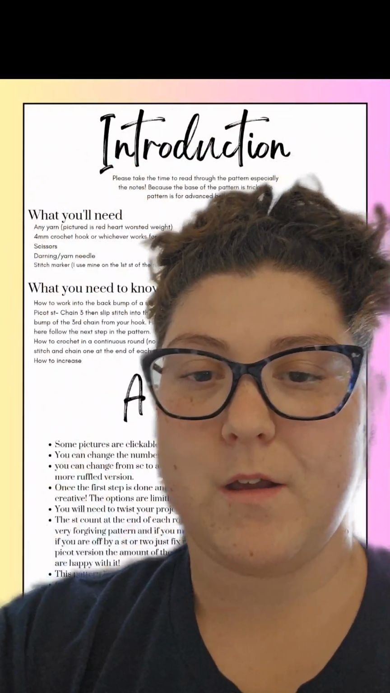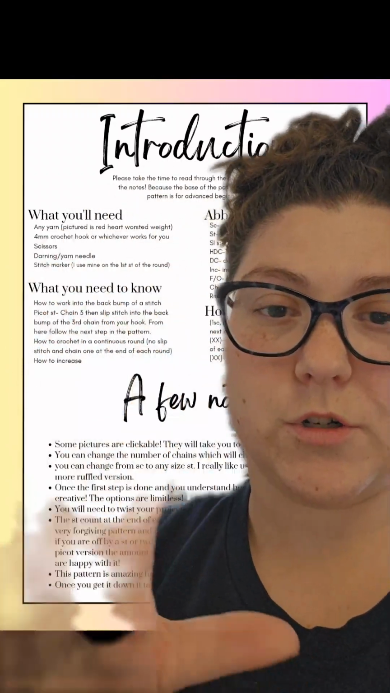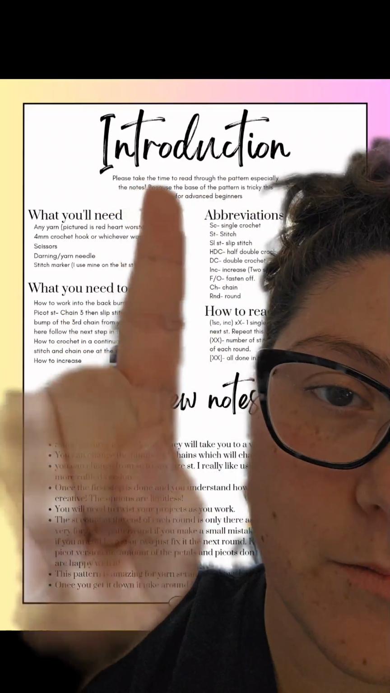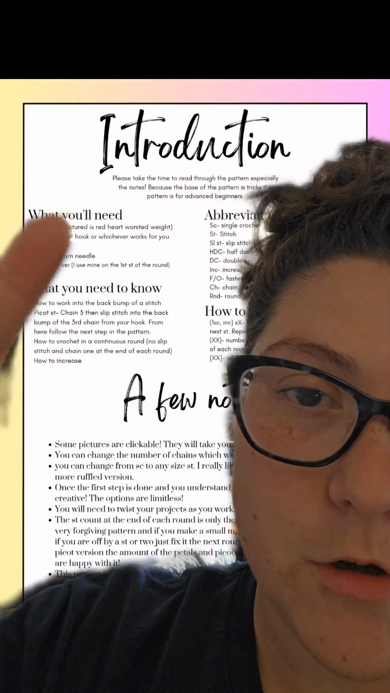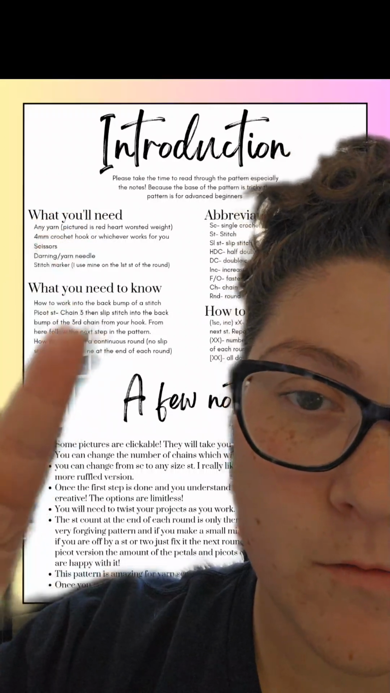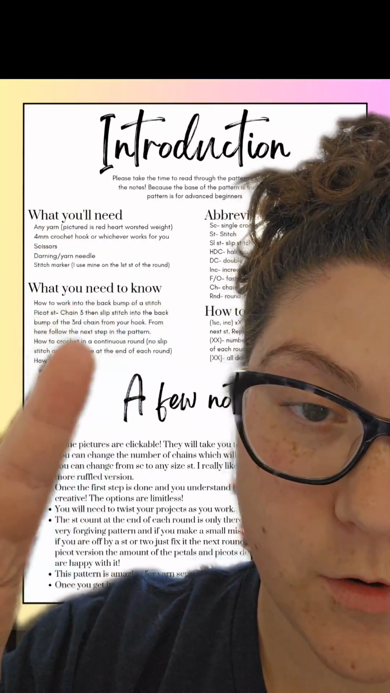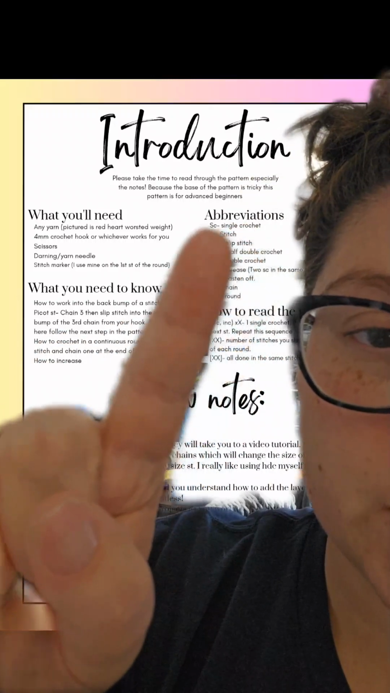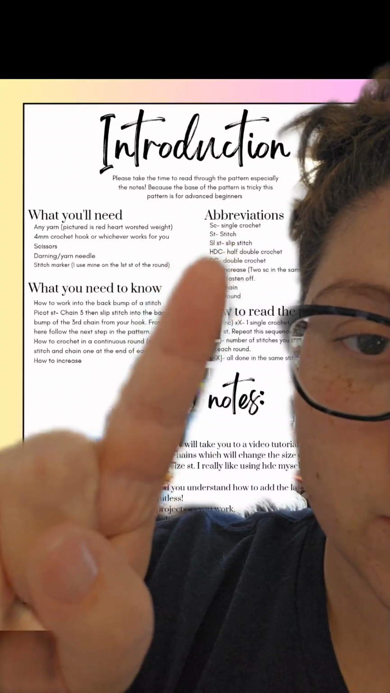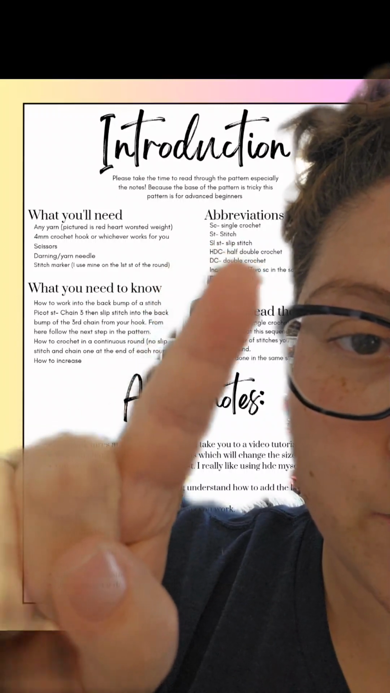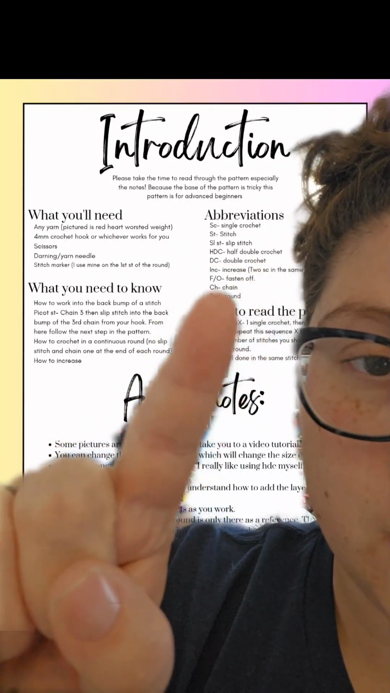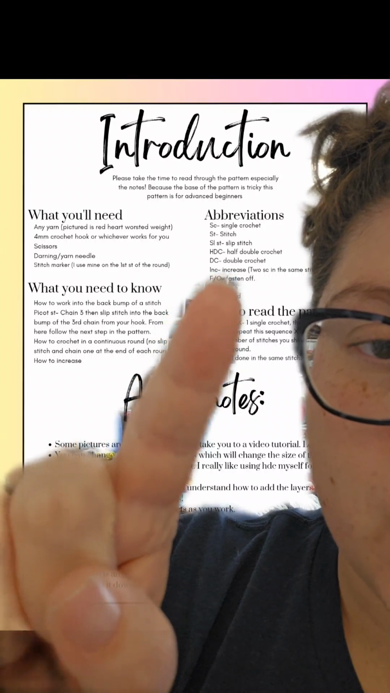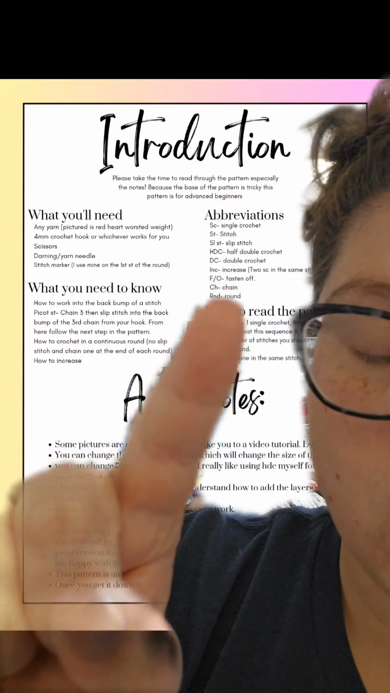A lot of people have this introduction page slightly different. So when you're reading a pattern, sometimes there's a note at the top. It usually tells you what you're going to need for the pattern, what you need to know for this pattern, or, you know, need to look up. And then here's the abbreviations on mine that you'll need to know. So single crochet, stitch, slip stitch, half double crochet, increase, 2 single crochet in the same stitch, and then fasten off, chain, and round.